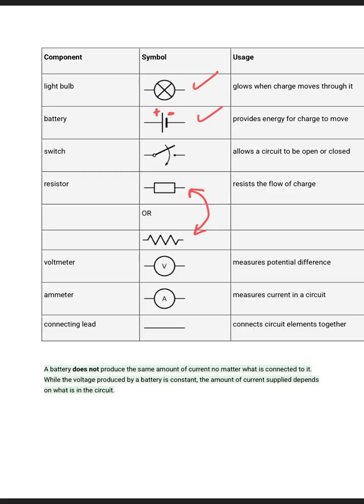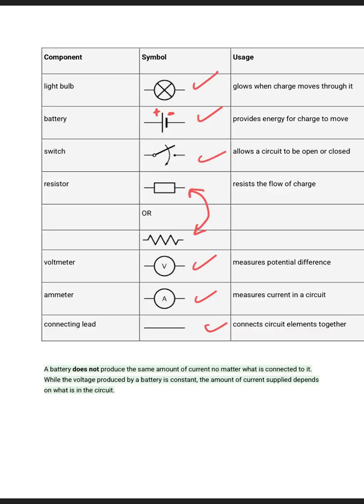That's what the symbol tells you, basically. So as you can see, the V, which is the voltmeter, measures the potential difference. The ammeter measures the current in the circuit, the connecting lead connects the circuit elements together, and the switch allows the circuit to be open or closed.